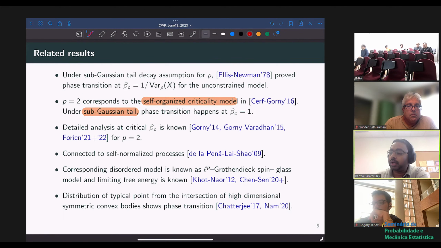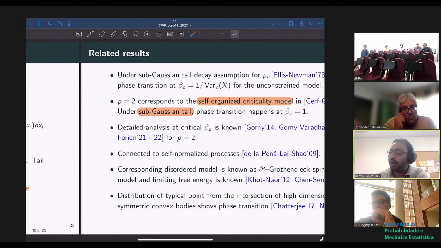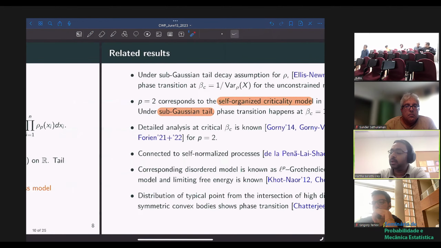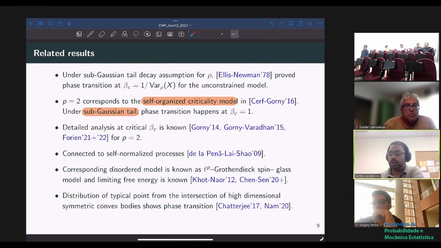Now, this is also connected to a self-normalized process, because of this self-normalization, we don't need any assumption on this xi. So there is a self-normalized behavior, and there's a good book called Self-Normalized Processes by Victor de la Pena, Lai and Shao, which has a lot of results here. What I'm looking at is the non-disordered model. There is no randomness other than this Gibbs measure, because it's like a deterministic measure, and we are looking at the behavior of a configuration from there.